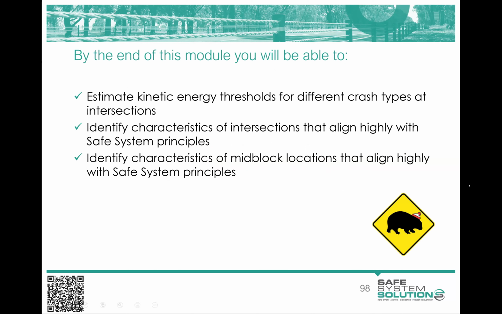We're good to go. Okay, so this session, module 2, we're going to delve further into the kinetic energy thresholds of different crash types. We started talking about that. Remember, we had the Usain Bolt analogy, and we looked at some side impact crashes and head-on crashes, and hopefully you've watched a little bit of Mythbusters, starting to think about the delta V, the change in velocity in impacts. So we're going to delve into that a little bit further.